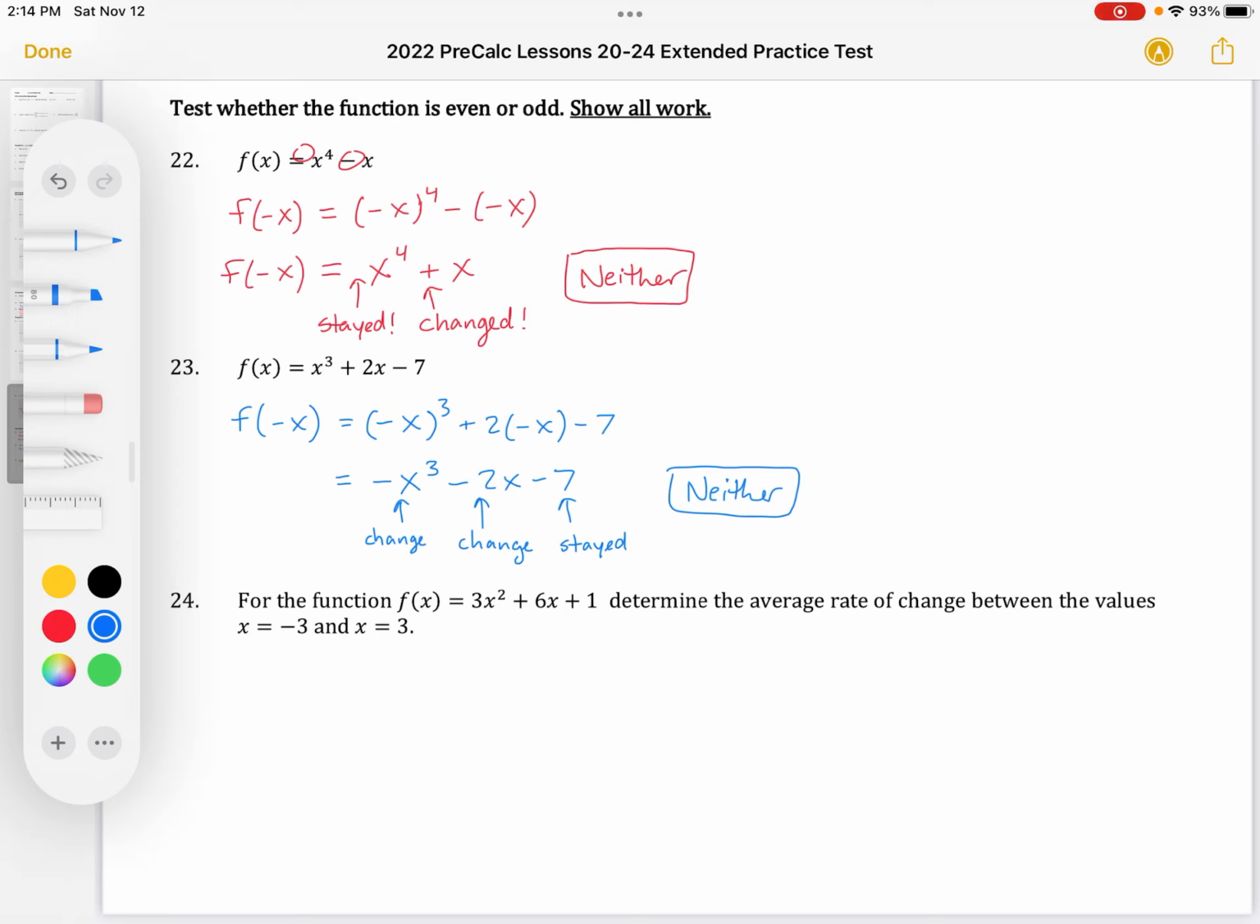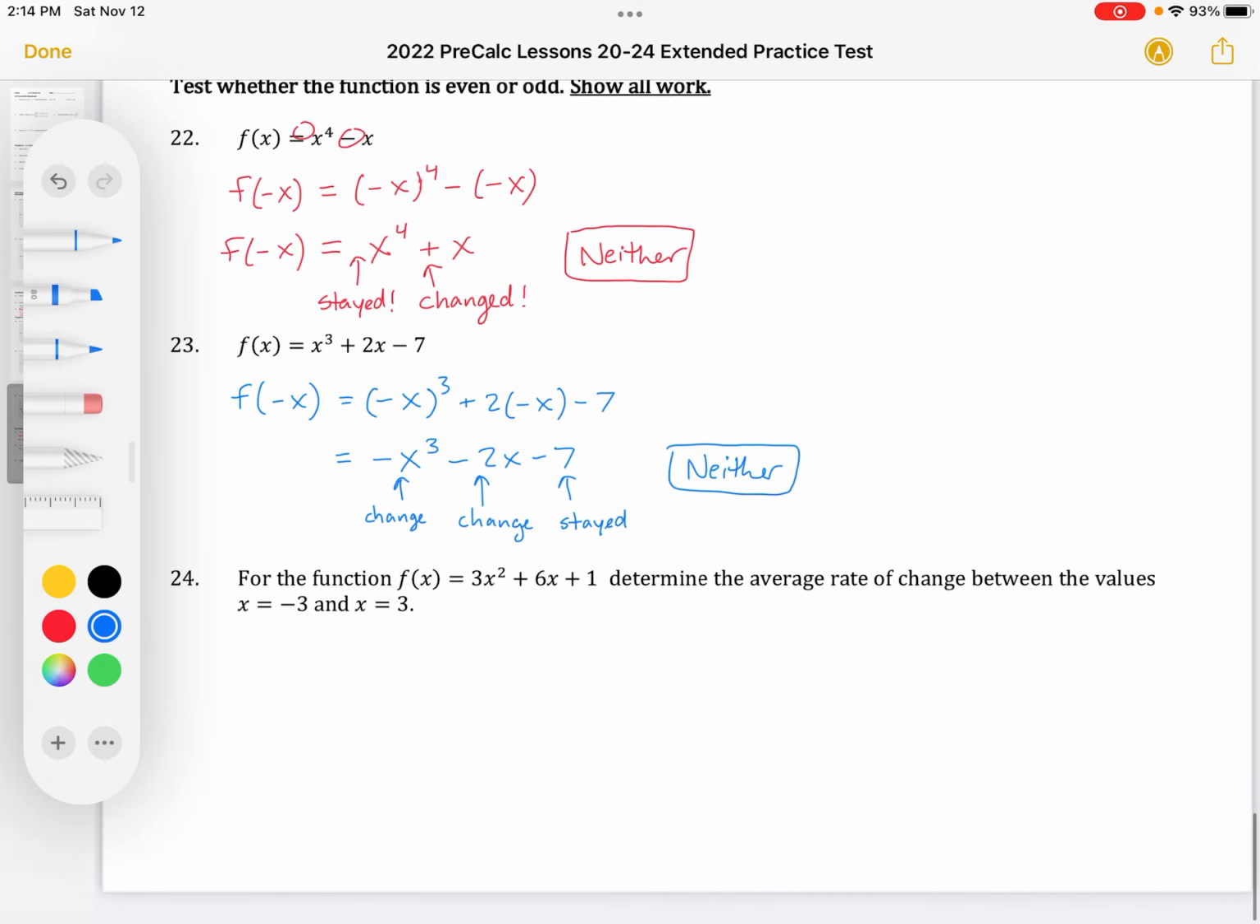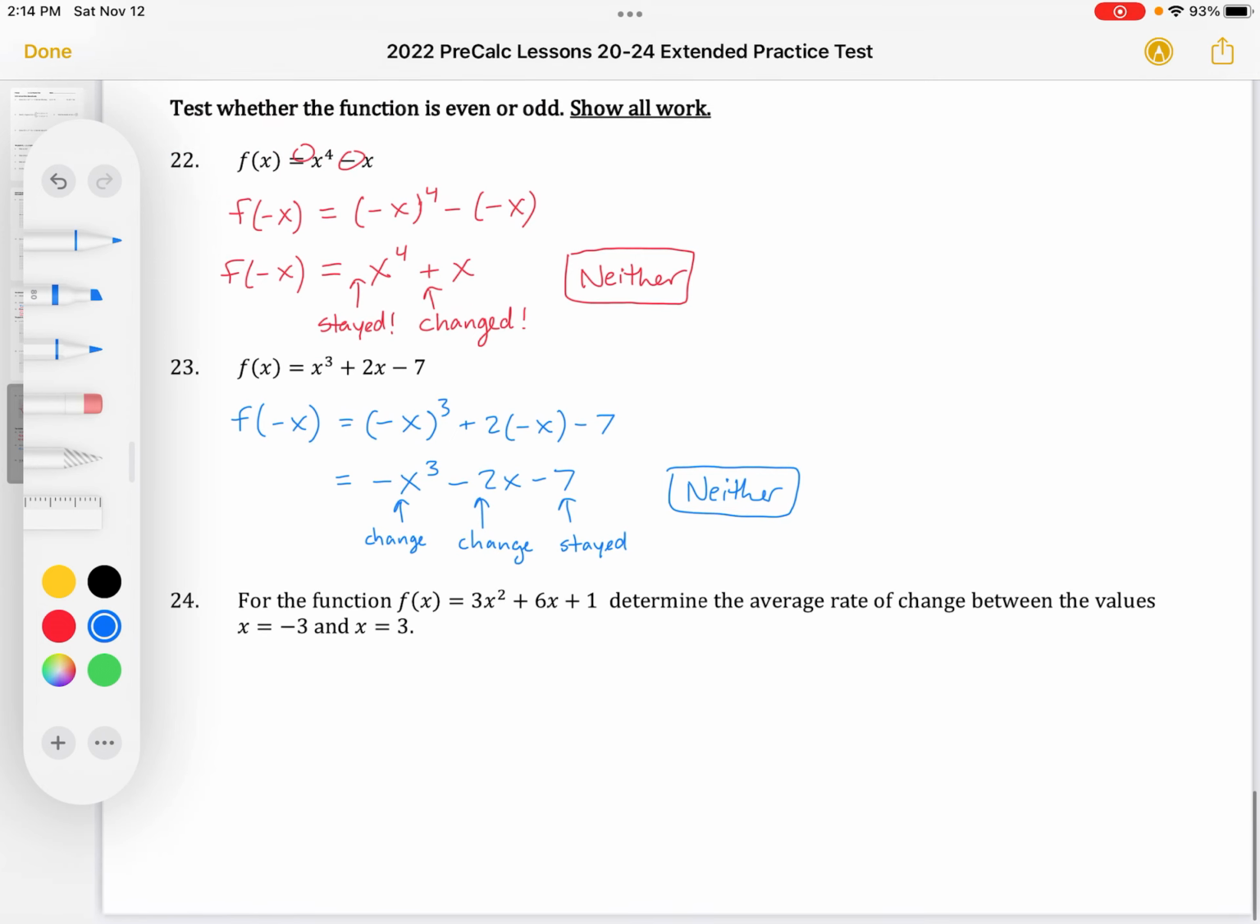And if you want to see what an odd or an even function looks like, I would recommend looking in your notes for 2.4 day 2 or looking on the 2.4 day 2 worksheet, because there were some that did end up being even and odd. So look at those for an example.